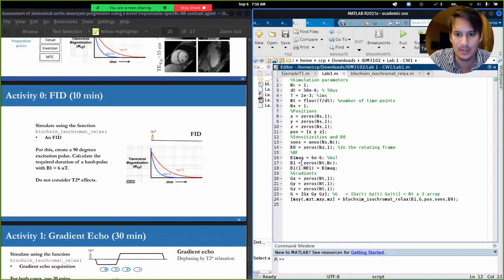Nobody knows how to calculate the flip angle of an RF field, the RF pulse.